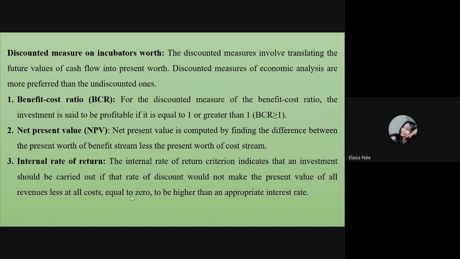Number two, net present value or NPV. Net present value is computed by finding the difference between the present worth of the benefit stream less the present worth of the cost stream. Number three, internal rate of return. The internal rate of return criterion indicates that an investment should be carried out if that rate of discount, which would make the present value of all revenues less all costs equal to zero, is higher than an appropriate interest rate.